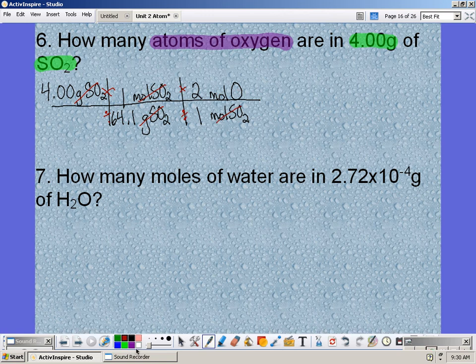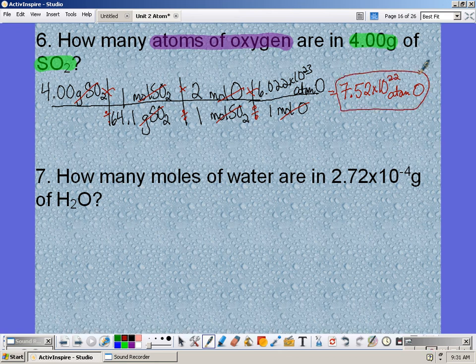So then I can set up my last ratio, mole of oxygen on the bottom. I want atoms of oxygen on the top. 1 mole is equal to Avogadro's number. So when I multiply and divide, my mole of O would cancel, leaving me with atoms of O, which is what I'm looking for. So we would say 4 times 1 divided by 64.1 times 2 divided by 1 times 6.022 times 10 to the 23rd divided by 1. And we have an answer of 7.52 times 10 to the 22nd atoms of oxygen.